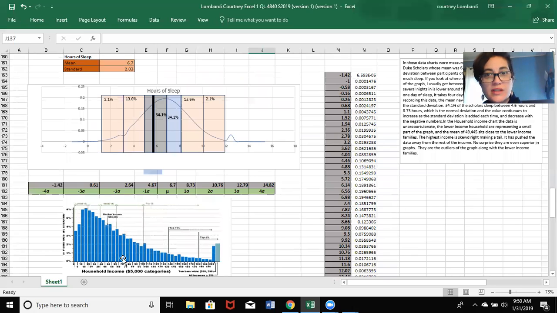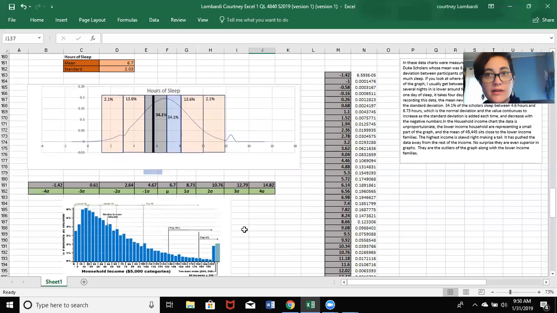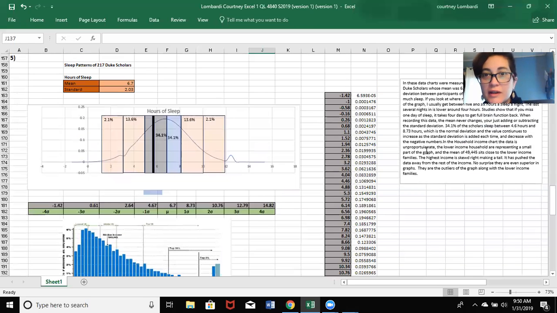This is a chart that shows our income. All right, let me look at my notes, I'm sorry.